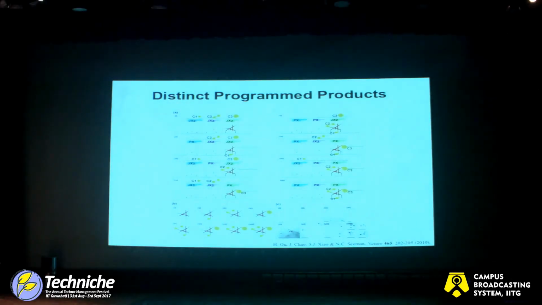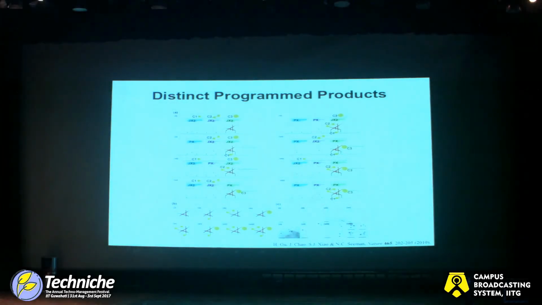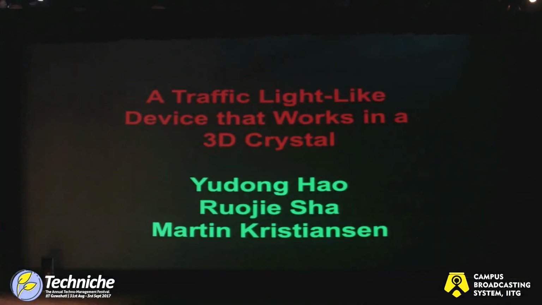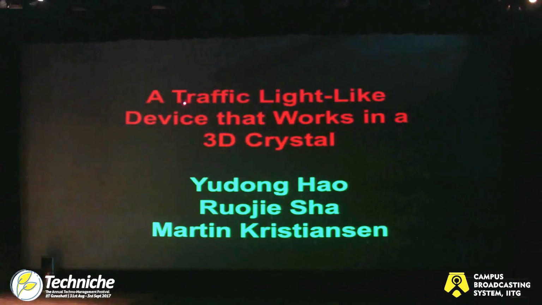And these are the ends of the walks. These are the 8 products again. And then on the right here is an electron micrograph of the products. So most recently, we've made a traffic light-like device that works in the 3D crystal, work done by Yudong Hao, Rujishan, Martin Christensen.